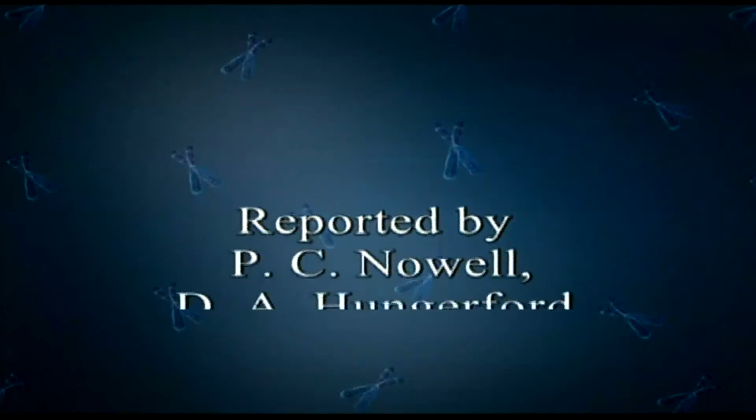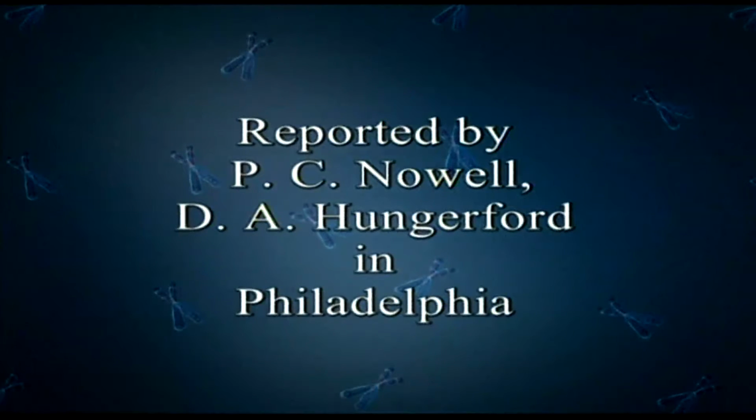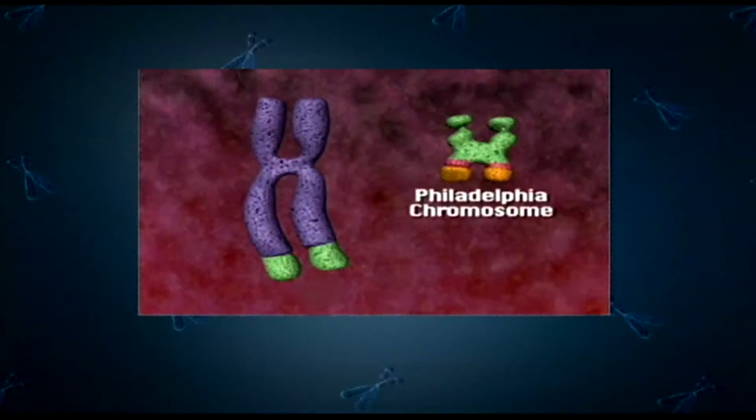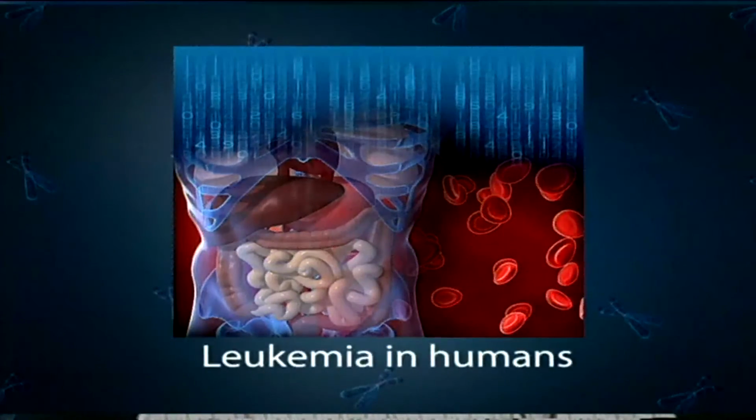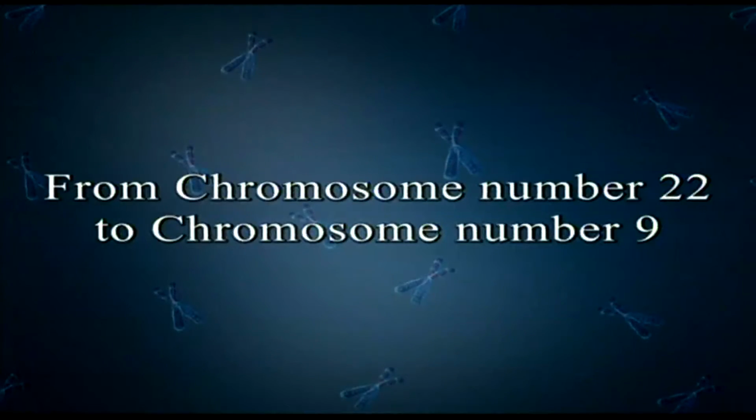There was a deletion from chromosome number 22 reported by P.C. Nowell and D.A. Hungerford in Philadelphia. This chromosome was in fact later on called the Philadelphia chromosome, and this deletion has resulted in a genetic disorder known as chronic myelocytic leukemia in humans. Later on, it was found that this chronic myelocytic leukemia was not in fact caused by the deletion only, but by the translocation of this deleted segment from chromosome number 22 to chromosome number 9. Translocation has taken place, resulting in this chronic myelocytic leukemia.